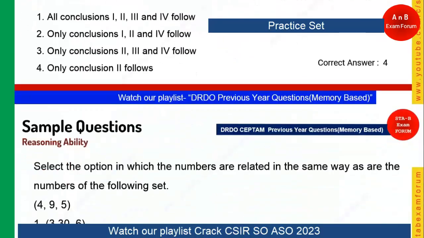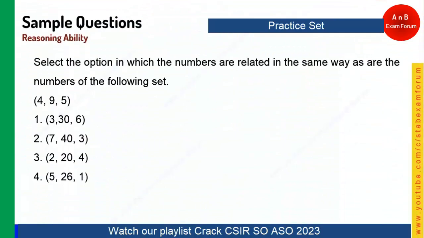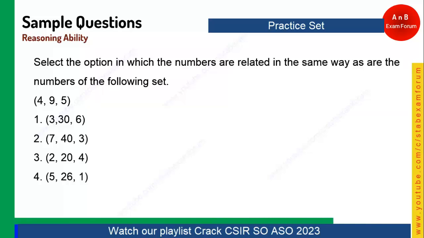Let's move to the next question. It is again based on relations. Let's see the timer. Okay, time's up. Students, in this set you need to find the relation. At first glance you have a relation like 5 plus 4 is 9. Let's see whether it is in their options.